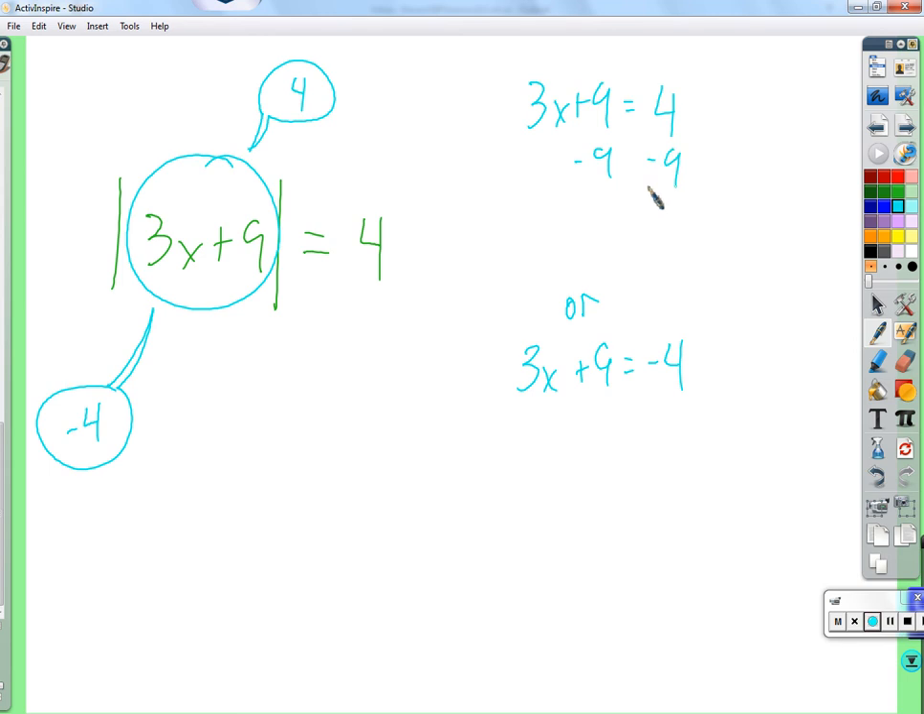Subtract 9 from both. 3x equals negative 5. X equals negative 5 thirds. 3x equals negative 13. X equals negative 13 thirds. How many solutions would you expect to find for each absolute value equation? Two. One where it's equal to positive, one where it's equal to negative.